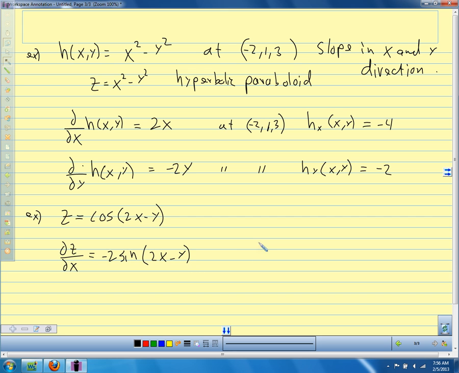And the partial with respect to y? Negative sine, positive, negative, positive. Right, we get a negative from the derivative of the cosine, we get a negative from the derivative of minus y. So we just get sine of 2x minus y. So we just treat our other variable as a constant, take derivatives just like we normally do.